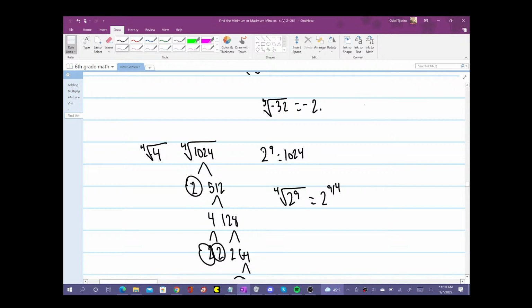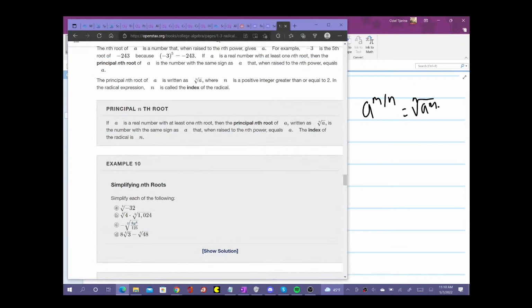We must remember this rule. A to the m over n equals the nth root of a to the m. That is something that we must remember. You have to say it or write it over and over again until you memorize it. In math, you have to memorize things, like formulas. There's no other way to do it. If there is, good for you. For me, that's how I made it through math, by memorizing these formulas.